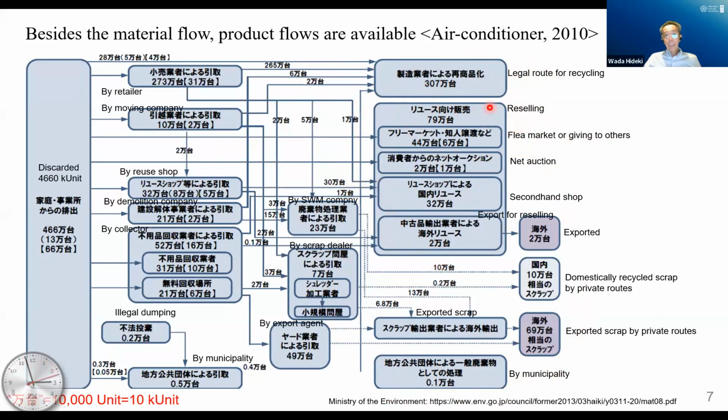Here you can find the reuse part, not a small part, very huge for air conditioner, and also some scrap of air conditioner is dealt with by private companies and used domestically or internationally exported. That's why the collection rate for air conditioner is exceptionally low compared with other e-waste.